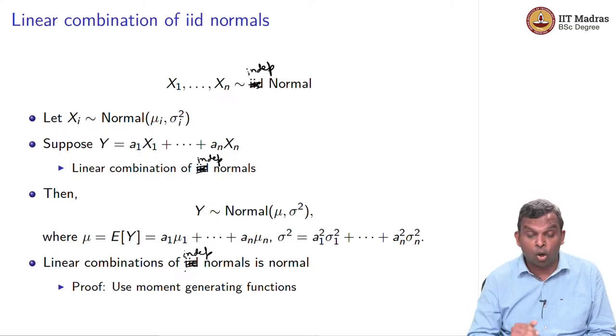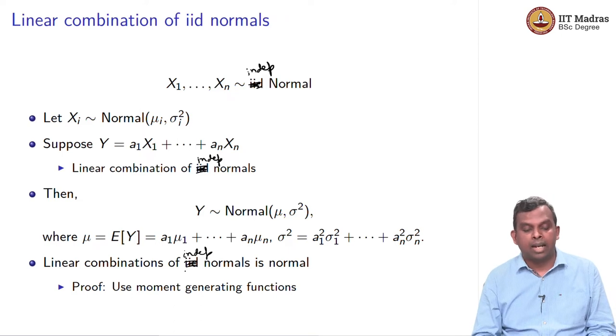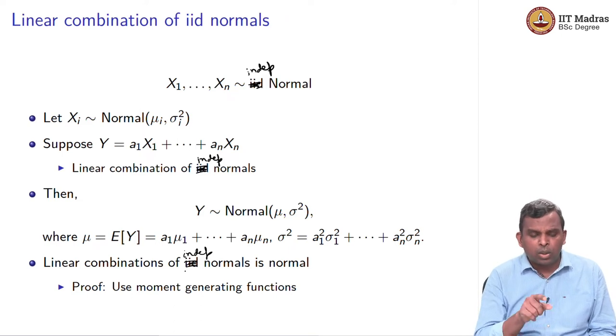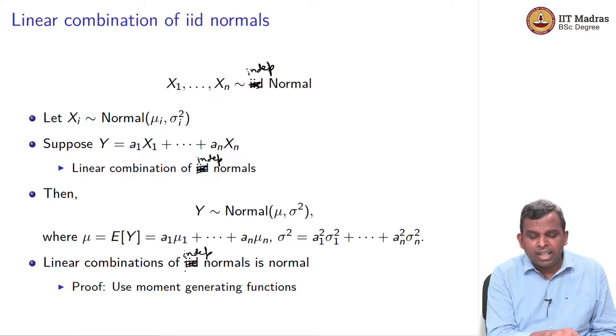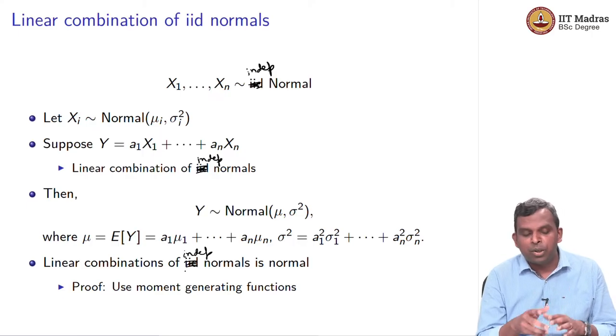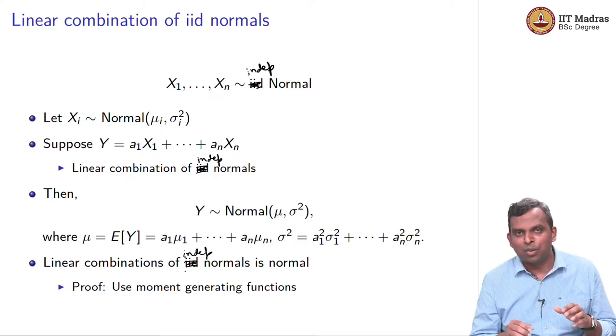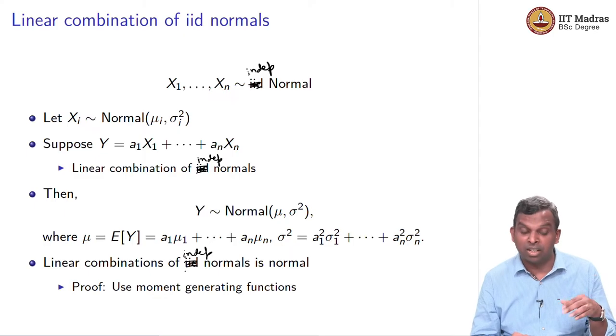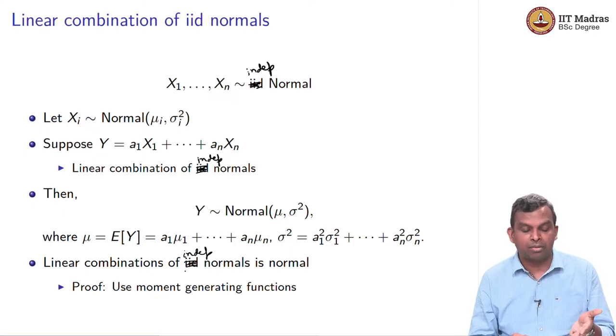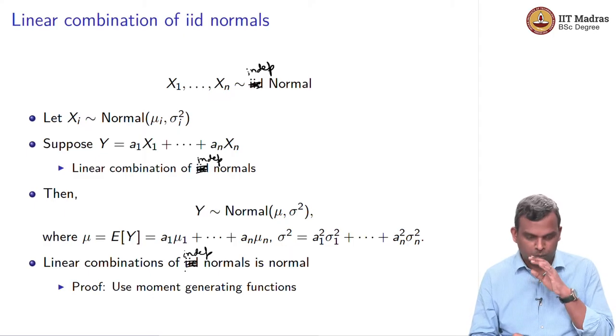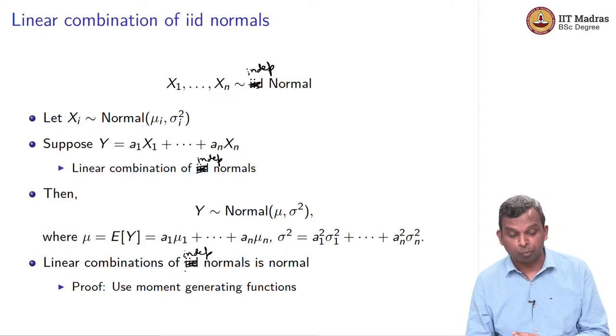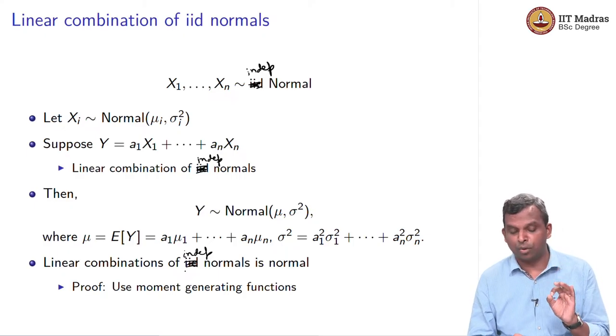So y is normal with mean mu and variance sigma squared. And once you know it's normal, finding the mean and variance is easy, right? We don't need to know the distribution. Whatever may be the distribution, whether they are independent or not, the expected value of y is always this. So for a linear combination, the expected value of y is easy to find.